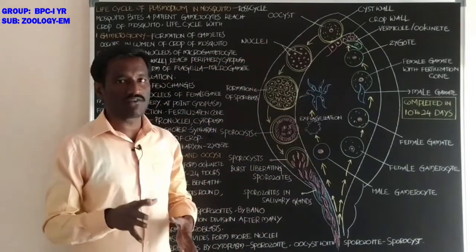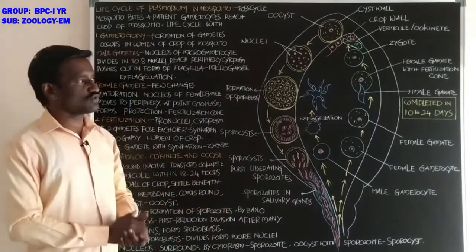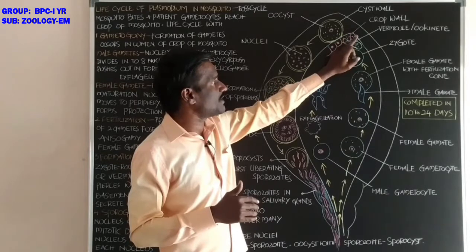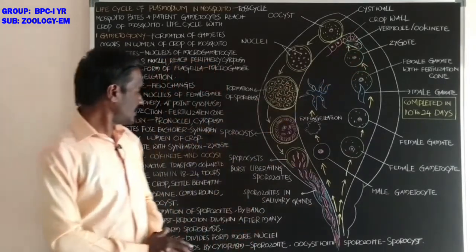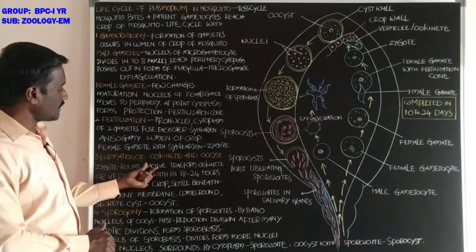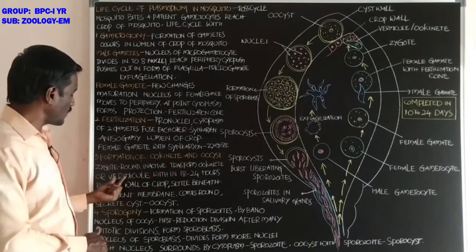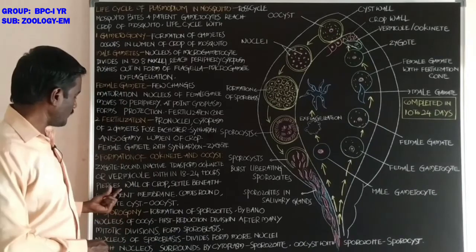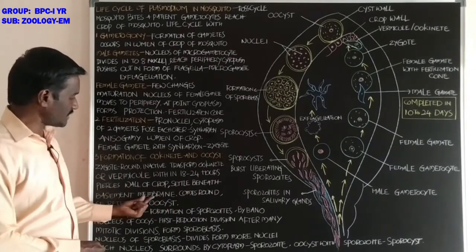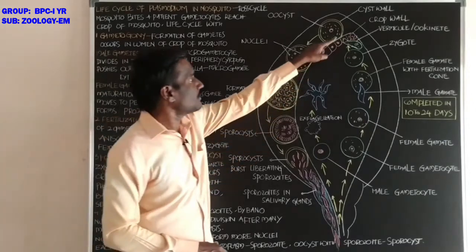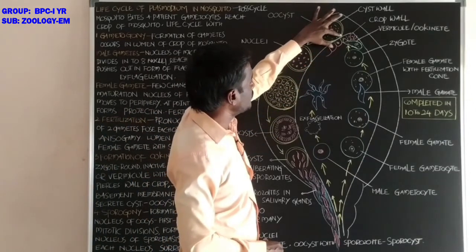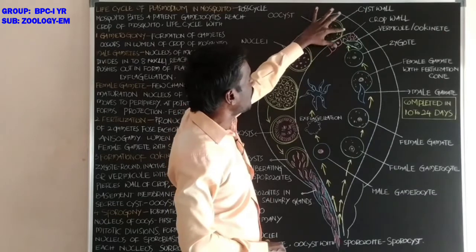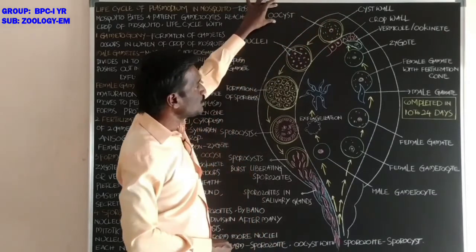This pierces the wall of the crop of the mosquito, enters beneath the basement membrane, and settles beneath the basement membrane. Okay, students. The zygote transforms into the ookinete or vermicule within 18 to 24 hours. Next, after piercing the wall of the crop and settling beneath the basement membrane, it becomes circular in shape, and around its surface a cyst wall also forms. Now it is called the oocyst.